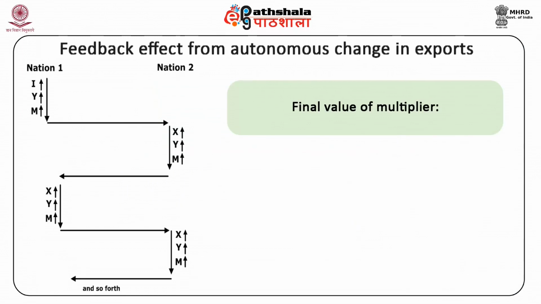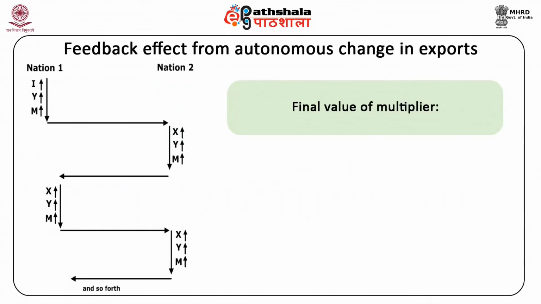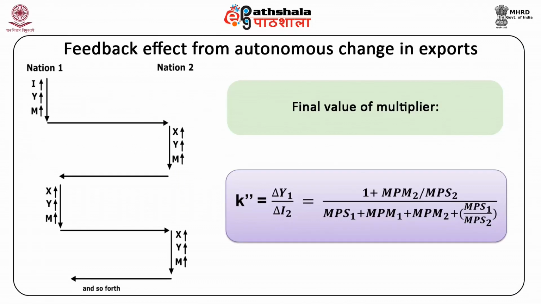The final value of multiplier changes in this case to be K double dash is equal to delta Y1 upon delta I2, equal to 1 plus MPM2 upon MPS2 whole upon MPS1 plus MPM1 plus MPM2 plus MPS1 upon MPS2. Here again, MPS1 and MPS2 refer to marginal propensities to save of nation 1 and nation 2, and MPM1 and MPM2 are the values of marginal propensities to import of nation 1 and nation 2 respectively.